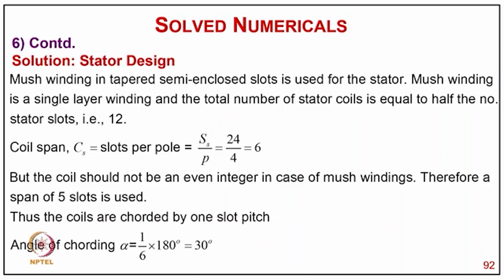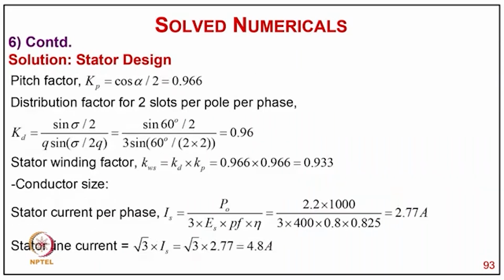So coil span CS equal to slots per pole, so SS upon P, that's 24 by 4, 6. But the coil span will not be an even integer in case of mush winding, therefore a span of 5 slots is used. Thus the coils are chorded by 1 slot pitch. So angle of chording alpha equal to 1 by 6 into 180, 30 degree.